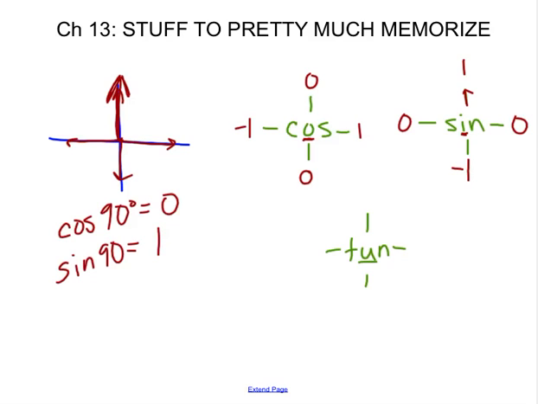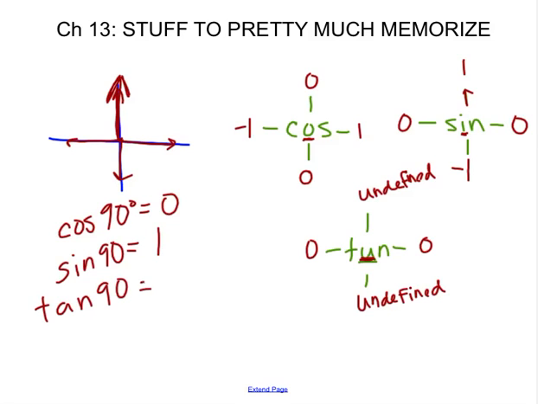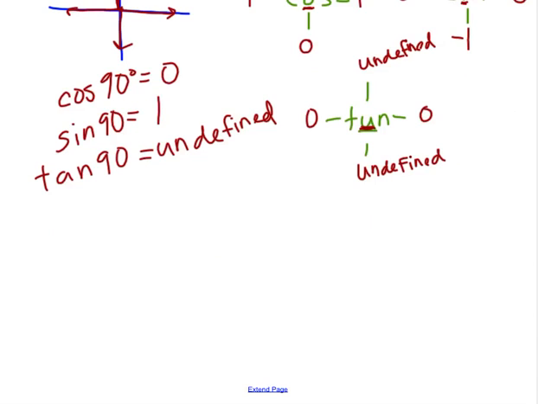Finally, the tangent, the U in there is because if I'm up or down on these, it's undefined. And left and right on our tangent would be 0 and 0. So if I did tangent of 90 degrees, it would equal undefined. Okay, so that's the first item that you need to have memorized.